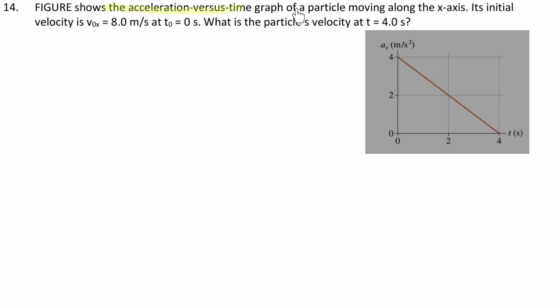Figure shows an acceleration versus time graph of a particle moving along the x-axis. Its initial velocity is this much. What is the particle's velocity at 4 seconds? So an AT graph is given. We need to find area.